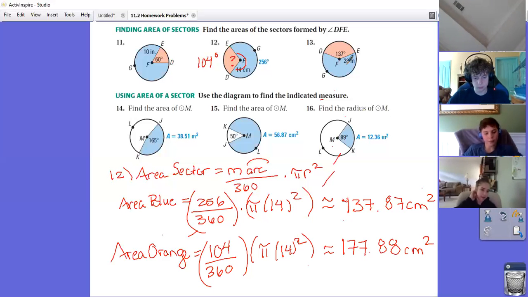All right, so that's 12. And then would it be exactly the same for 13? Except you have to do 360 minus 137 to find the angle over here. And then instead of 14 for the diameter, you just input 28. Okay. Yep.